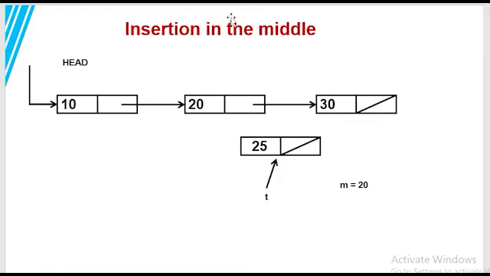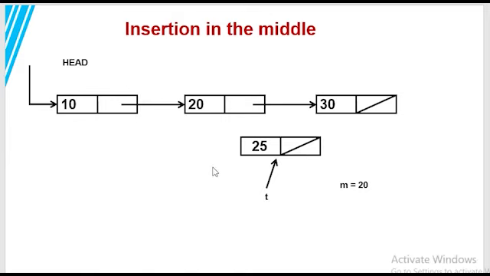And insertion at the middle. You want to insert an element in the middle position. You want to insert 25 in between 20 and 30, that is positions 0, 1, 2. In the second position you are going to insert an element. So the next pointer of 20 should point to 25, and the temporary element 25 should point to the next element 30.